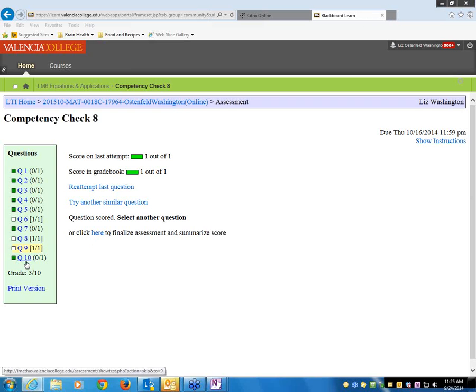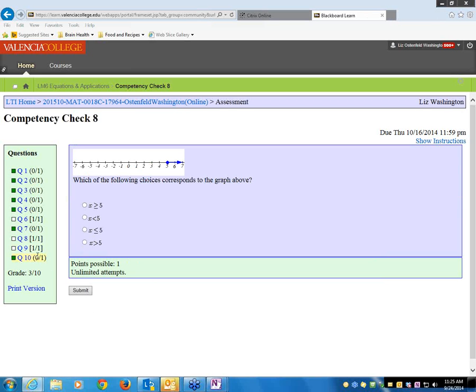Alright. Last but not least, number 10 says, which of the following choices corresponds with the graph above? Since this is a closed dot on top of the 5, that means 5 is included. So my x is going to be greater than or equal to 5, which in this case will be this one. I'm not going to pick just greater than because this closed circle means not just the numbers that are bigger than 5, but also 5.